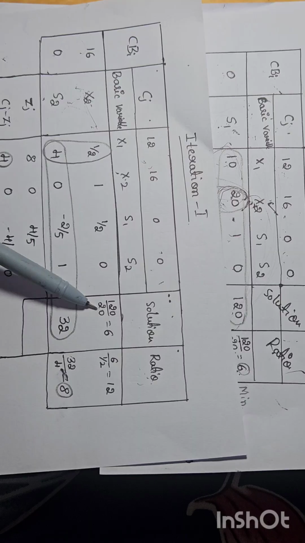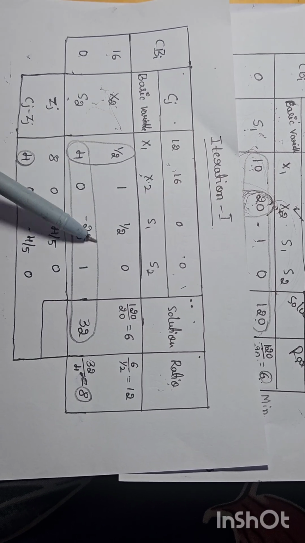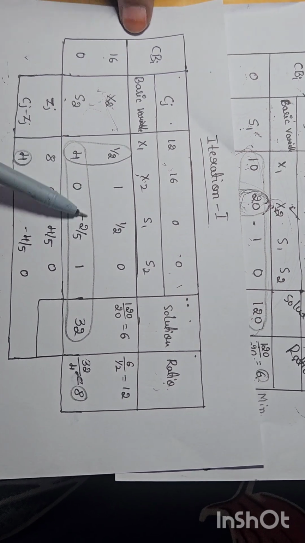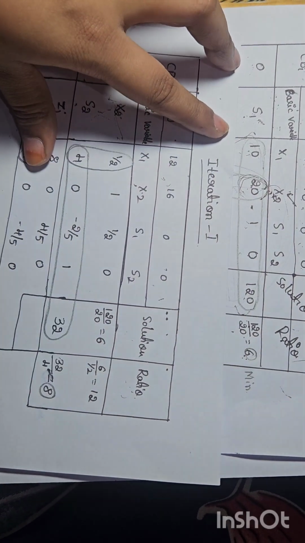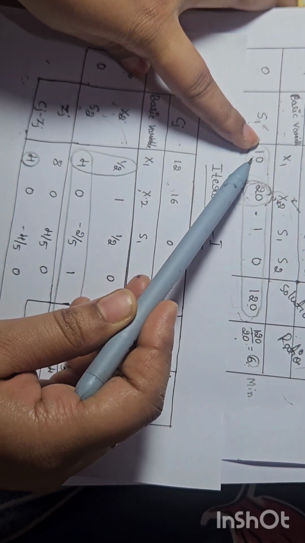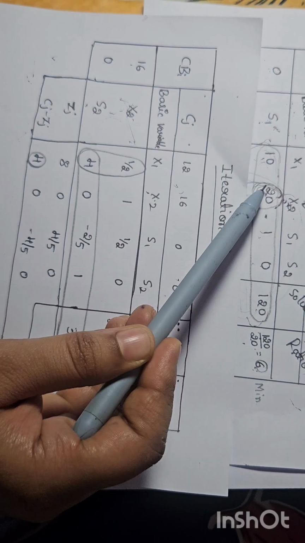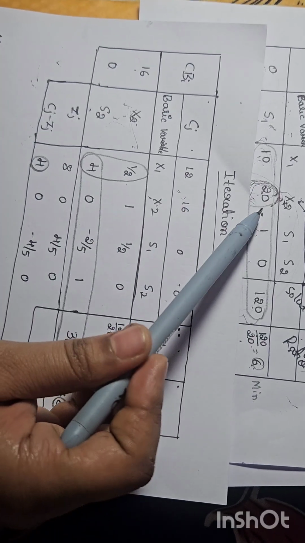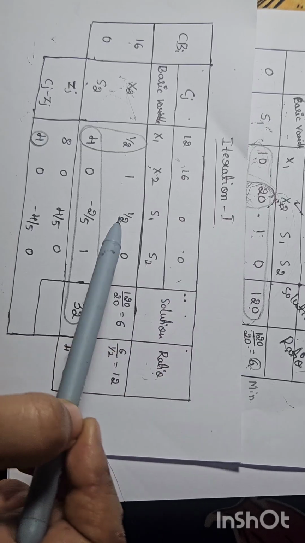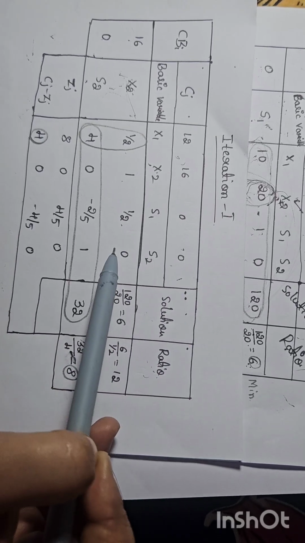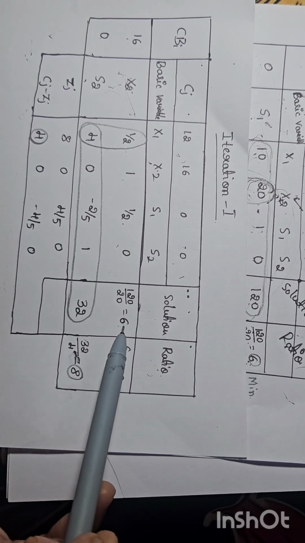Now we have to frame the values here by using the formula. This x2 is entering, so the x2 row is this one, 10. The old row values we divide by the key element. The key element is 20. 10 divided by 20, half. 20 divided by 20, 1. 1 divided by 20, 1 by 20. 0 divided by 20, 0. Next, the solution: 120 divided by 20, the value is 6.